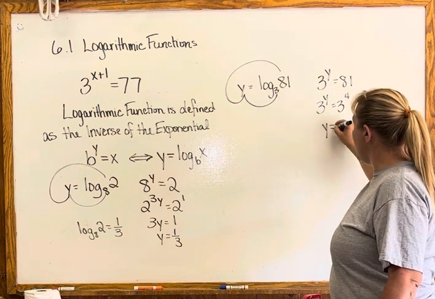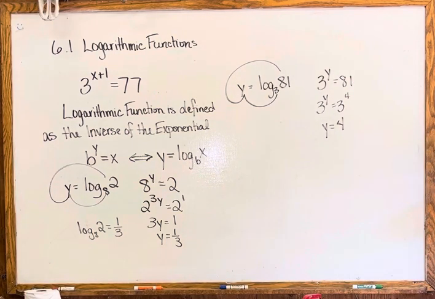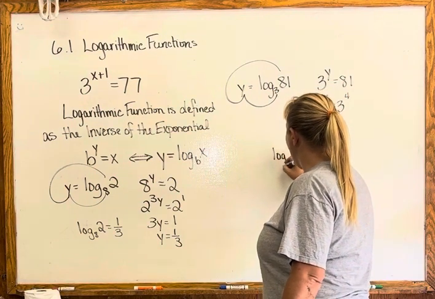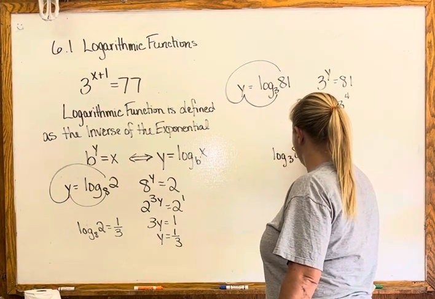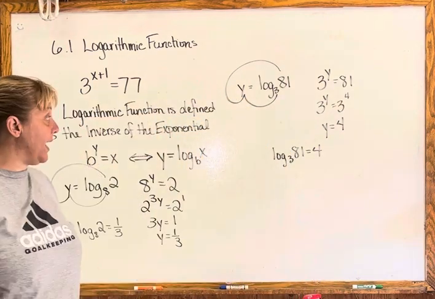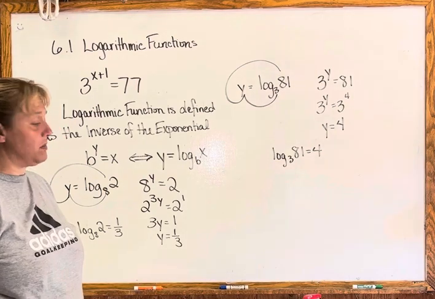So y equals 4. Okie dokie. So this is an ugly way to write just the number 4. If anybody ever asks you to write down the number 4, you could be all nerdy and write log base 3 of 81. Okay, well that's wonderful.